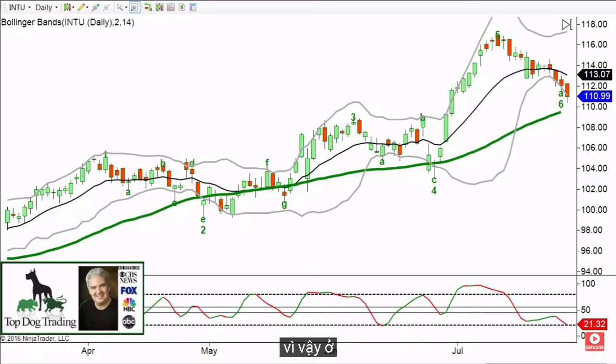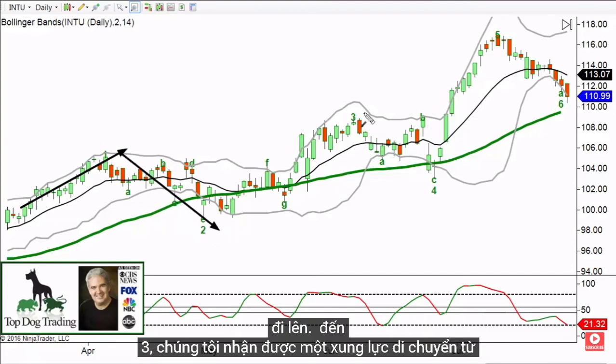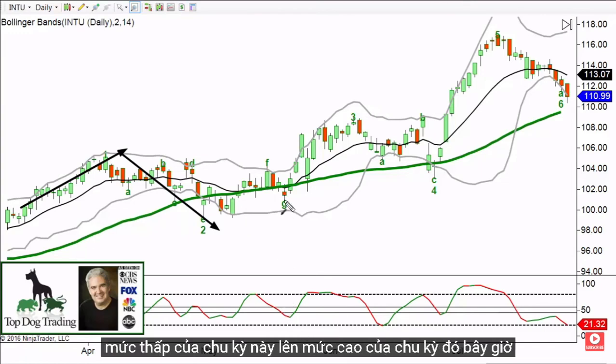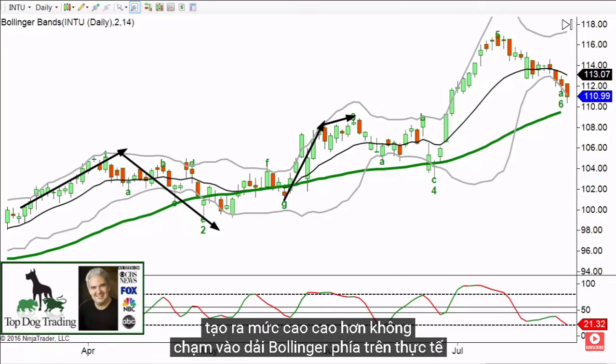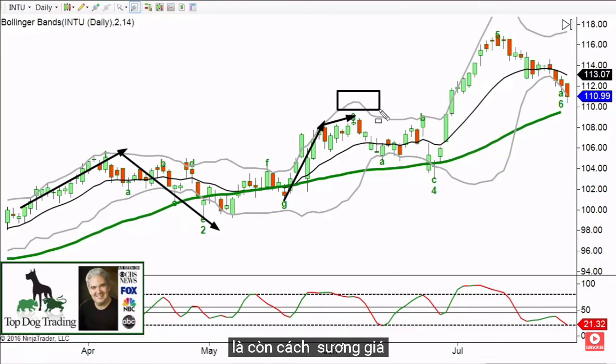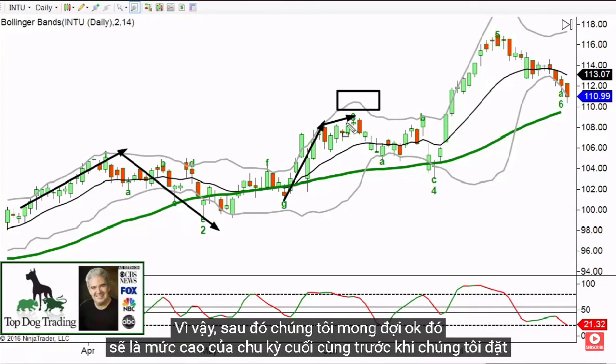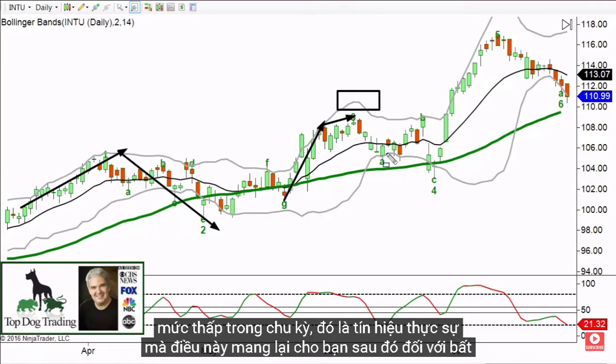So here we have an impulse move up. Okay, we've 1, 2, okay, and there's 3. Now, before I go to 3, we get an impulse move up from this cycle low to that cycle high. Now, it touches the upper Bollinger Band here. Then the market makes a higher high, price action makes a higher high, that does not touch the upper Bollinger Band. In fact, it's quite a ways away from it. So then we would expect, okay, that is going to be the final cycle high before we put in a cycle low. That is the real signal that this is giving you.